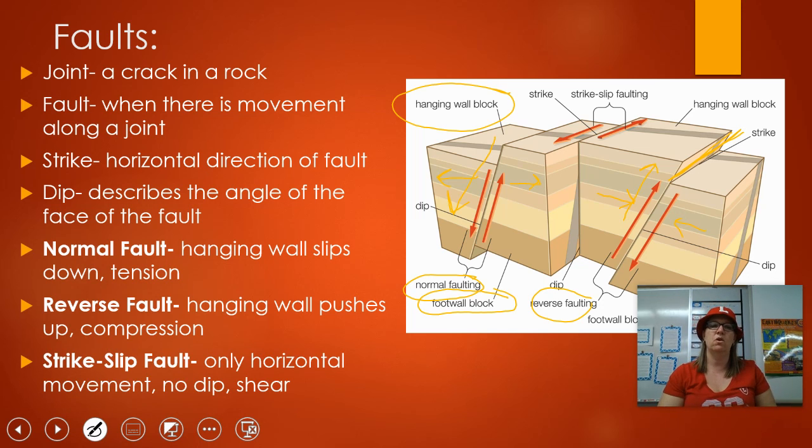And then our third is called a strike slip fault. Only horizontal movement. There's no dip, okay? And so there's no angle, okay? We just move side to side, okay? There's none of this up and down movement, and that's a result of shear forces.